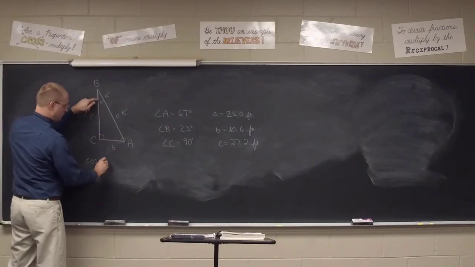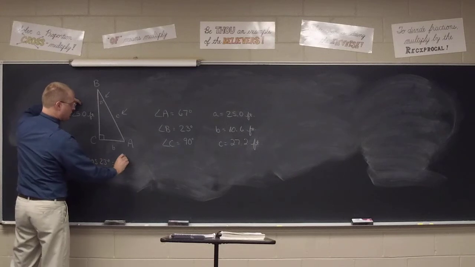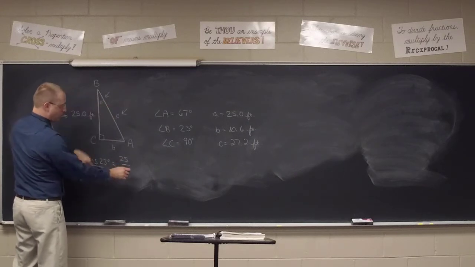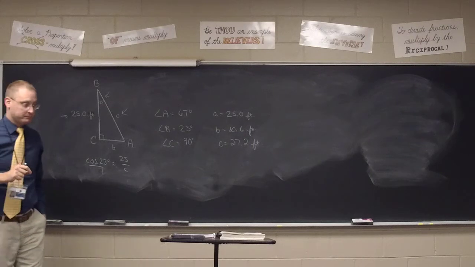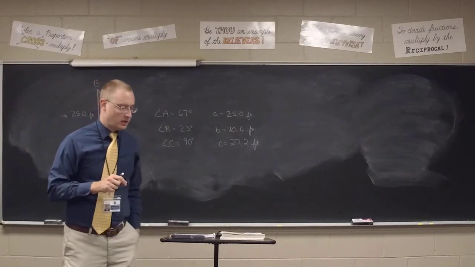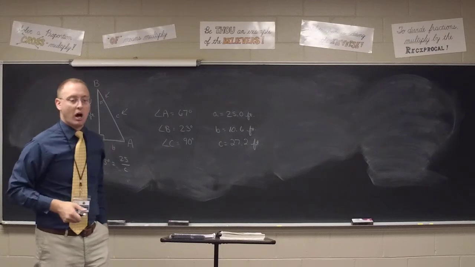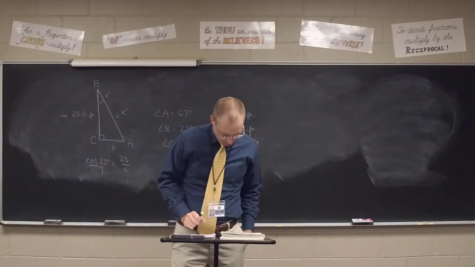So the cosine of 23 degrees is equal to the adjacent 25 over the hypotenuse C, and then we'll alternate. C equals 25 divided by cosine 23. All right, I'll give you just a minute. Got it now? All right. Let's do another one. Number 12.